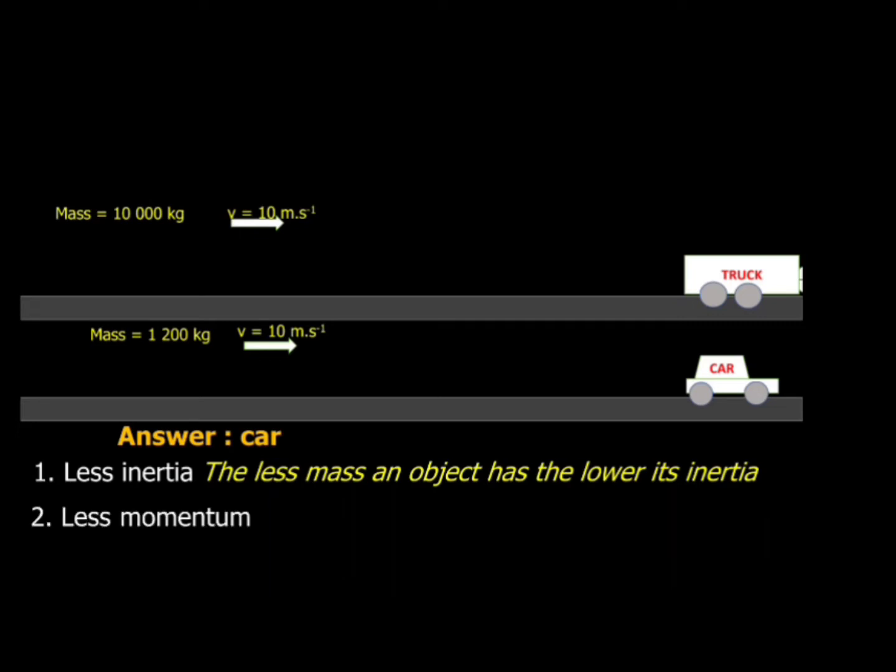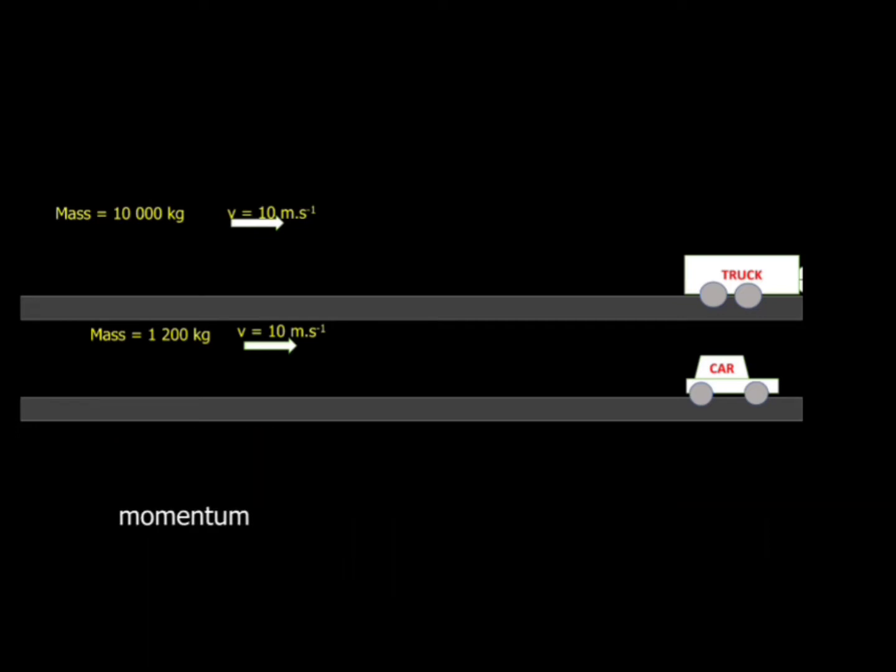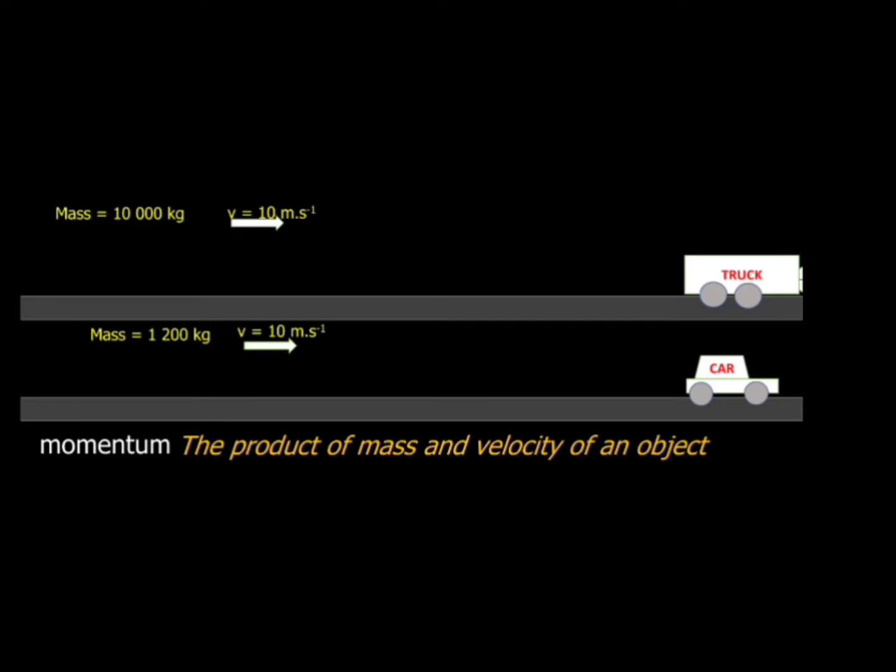One could say the car has less momentum. We'll dig deeper into that. One could also say the car has less kinetic energy. Okay, but let's focus on the momentum of the object for now. The momentum of an object is defined as the product of mass and velocity of an object. By means of a formula, P equals mv.